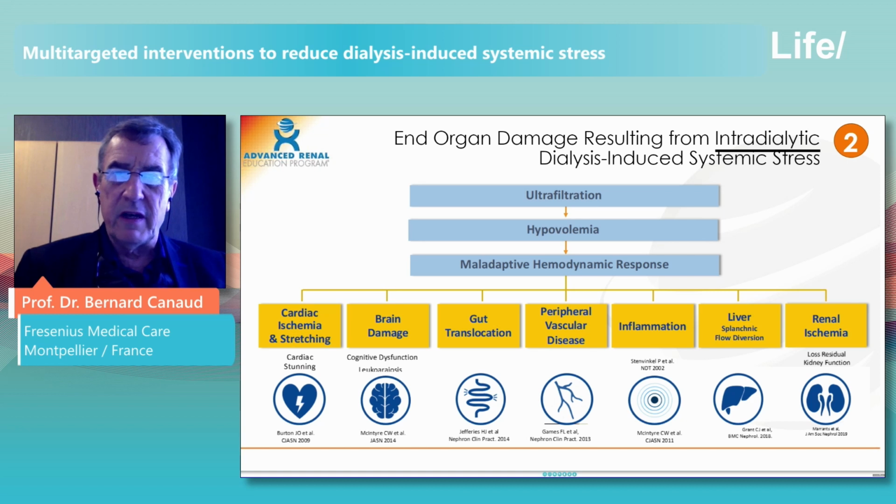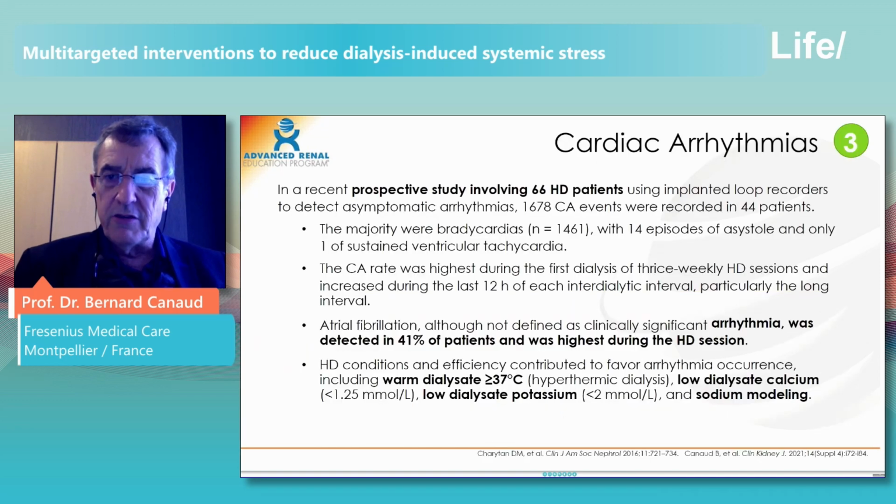This is summarized in this slide. So this is what we create during the intradialytic period: high ultrafiltration, hypovolemia, and depending on the hemodynamic response, we can affect the cardiac system, the brain, gut translocation, inflammation, liver, and renal ischemia. So this is just to confirm this tied up and tied down phenomenon.